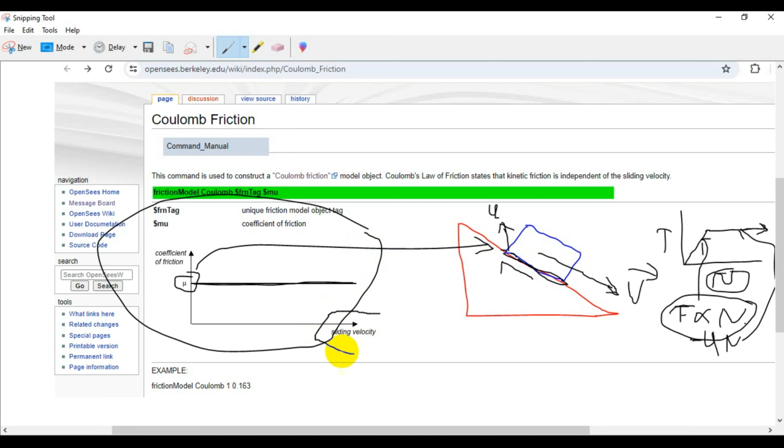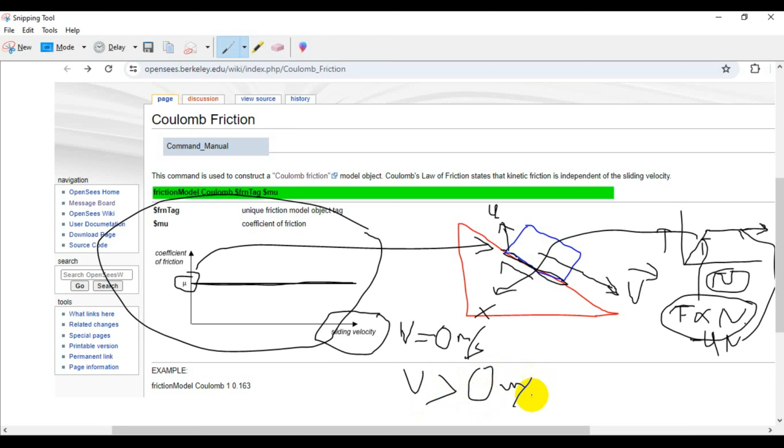So if we talk about the sliding velocity, if this relative velocity is equal to zero, right? If it is 0 meters per second, it means no motion is occurring here. So we have this stage of the curve that is present here. And if the sliding velocity is greater than 0 meters per second, it means that motion is occurring and this relative velocity is taking its role here.